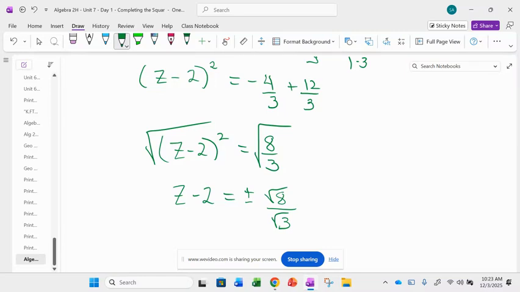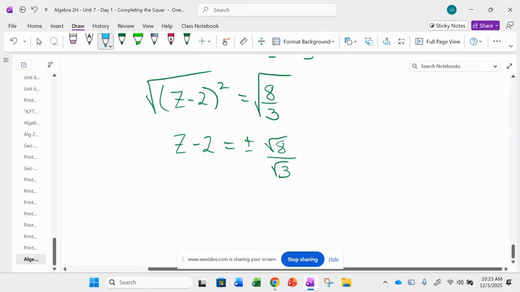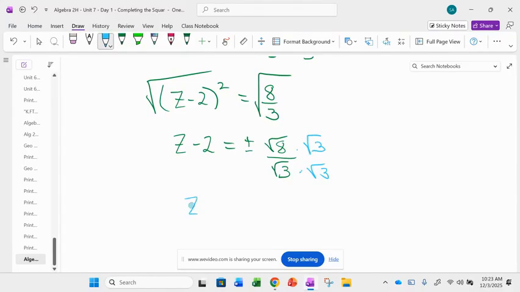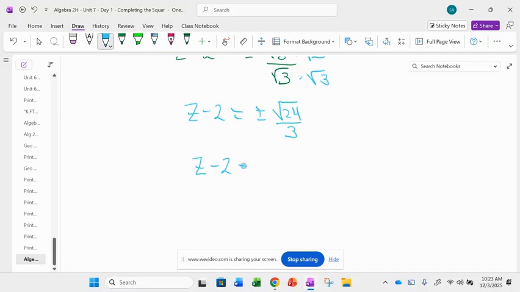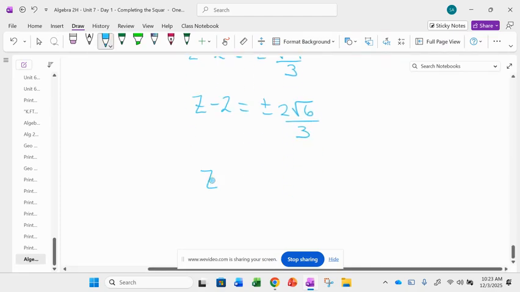Okay, why? What do we have to do? Amanda. Yeah, we have to rationalize. Who remembered that? Good. So now we have z minus 2 equals plus or minus 8 root 24 over 3. Can I simplify the square root of 24? So z minus 2 is equal to plus or minus 2 root 6 over 3. Add that to.